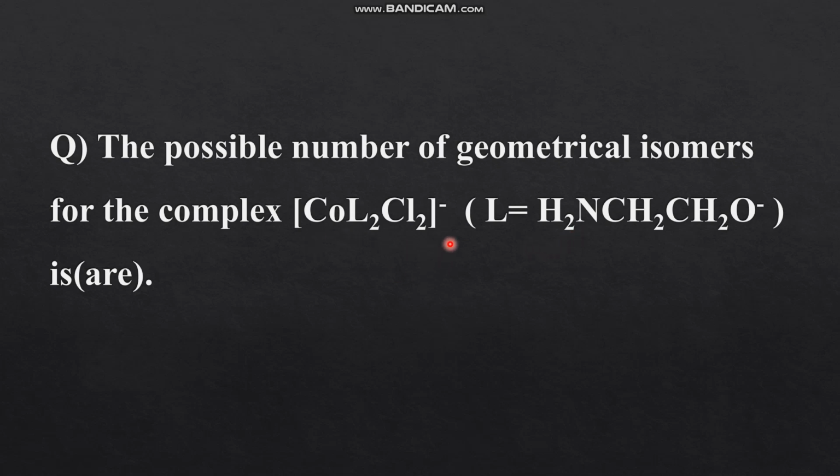So this is your ligand. If it's a bidentate ligand, there are two such ligands. One ligand occupies two positions, so two ligands occupy four positions, and the two Cl ligands will occupy two positions. So basically it's an octahedral complex. I'm explaining each and everything here so that no doubt comes to your mind. We have to find the possible number of geometrical isomers here, so without further ado, let's try to solve this question.